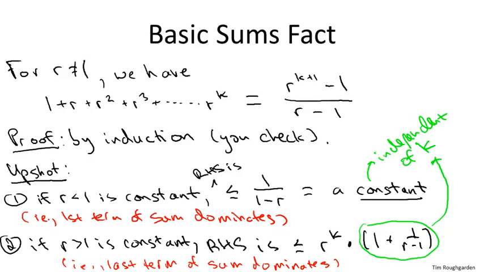In this sense, the largest term of the series dominates the whole thing. So to summarize this slide in just one sentence, when we sum up powers of a constant r, when r is bigger than 1, the largest power of that constant dominates the sum. When r is smaller than 1, then the sum is just a constant.